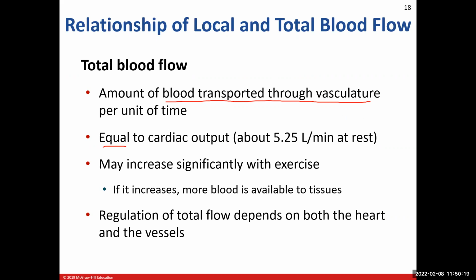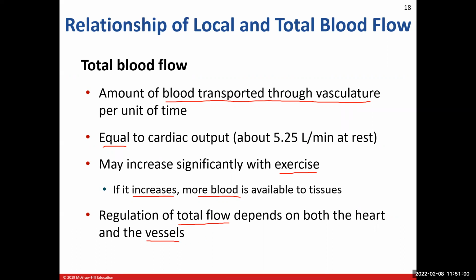So if our cardiac output increases, so should total blood flow. And we'll see that during exercise. Your cardiac output could go up to 7, up to 8 liters per minute. So what we're going to see is, if one increases, so will the other, because we need to make more blood available to the tissues. If you're exercising, obviously the metabolic demands of those tissues have increased. So when we're talking about total blood flow, we're going to be discussing 2 components.